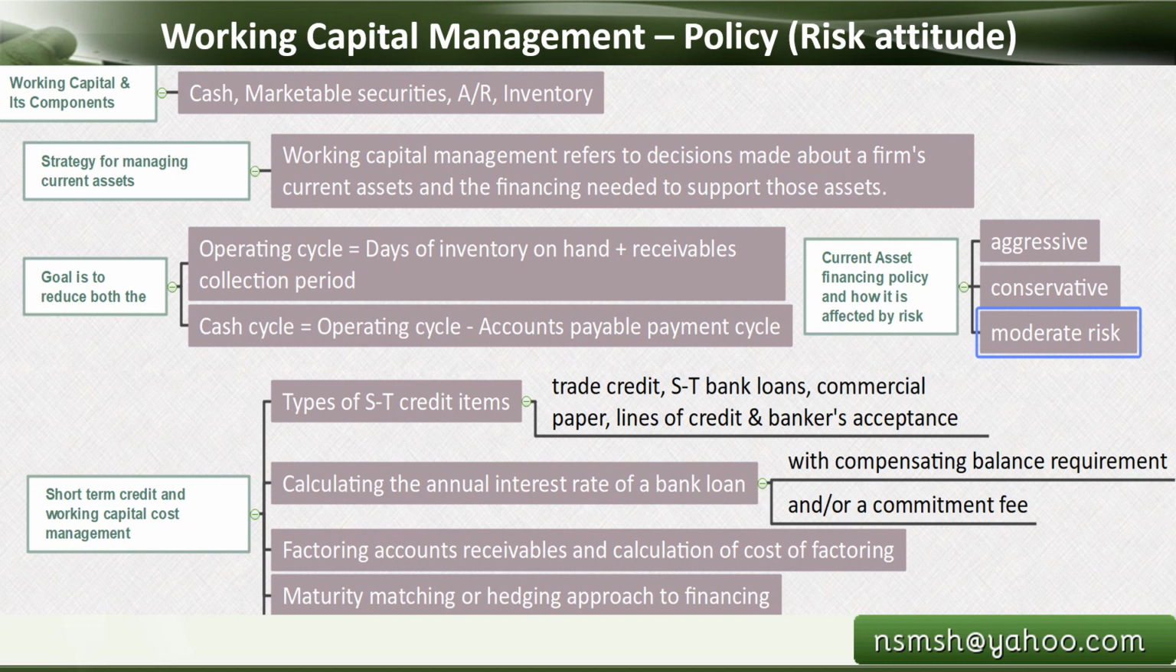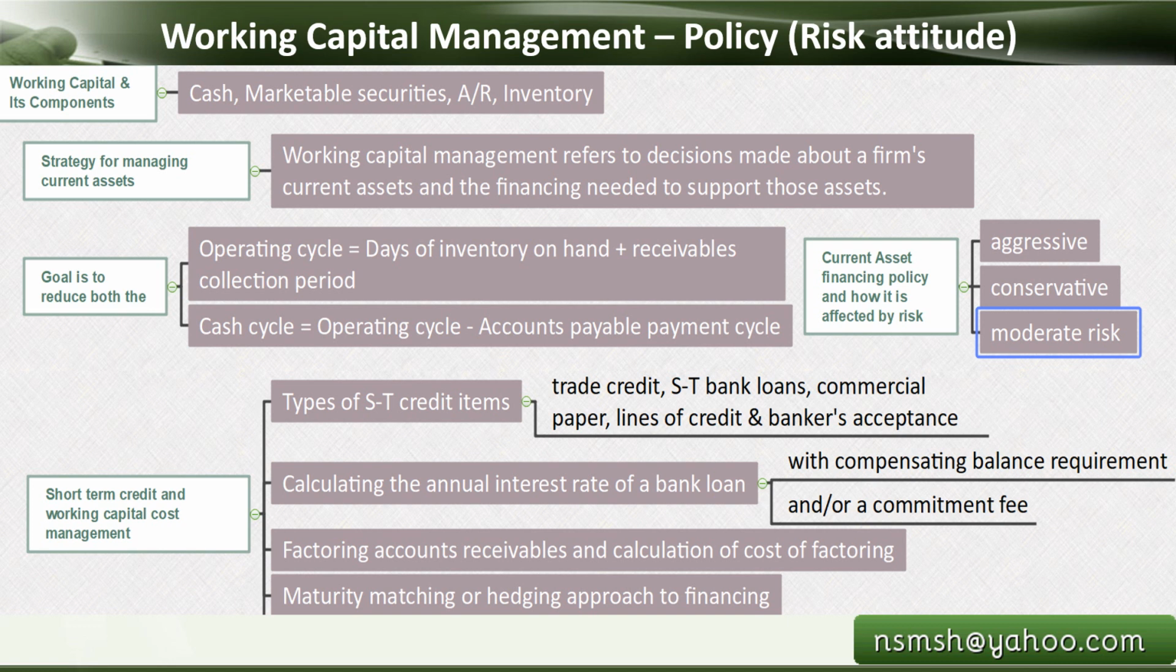So for example, types of short-term credit items: it has got trade credit, short-term bank loans, commercial paper, lines of credit, and bankers acceptance. All these things we will study in detail in the following lecture. And also we need to calculate the annual interest rate of your bank loan. If we do it with a compensating balance requirement and or a commitment fee paid, what will be the cost of that interest? I mean the cost of that lending, the debt.